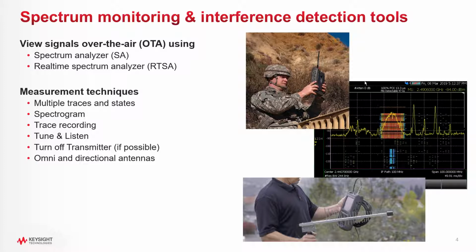And then the types of antennas you're connecting to the spectrum analyzer can vary from an omnidirectional antenna to, in the lower image there, a directional antenna, Yagi antenna. So directional antennas to try to get the source of what direction the signal's coming from.